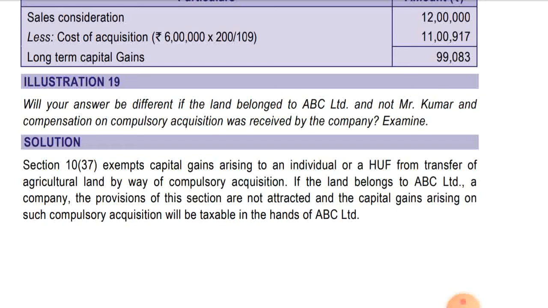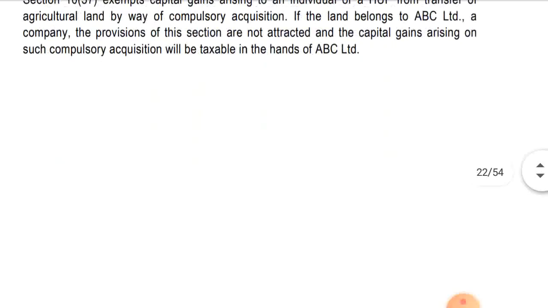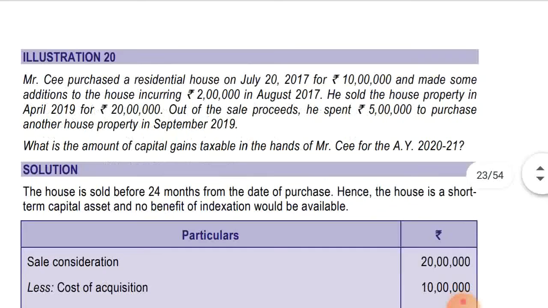Section 10(37) exempts capital gain arising to an individual or HUF from transfer of agricultural land by way of compulsory acquisition. If the land belongs to ABC Limited, a company, the provisions of this section are not attracted, and the capital gain arising on such compulsory acquisition will be taxable in the hands of ABC Limited. Okay, it was simple. Now moving to illustration number 20.